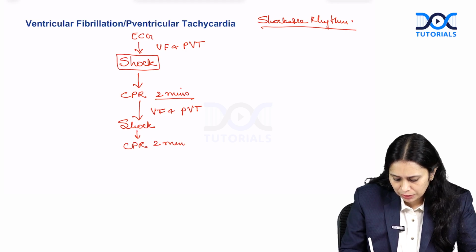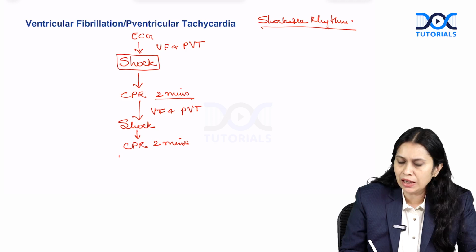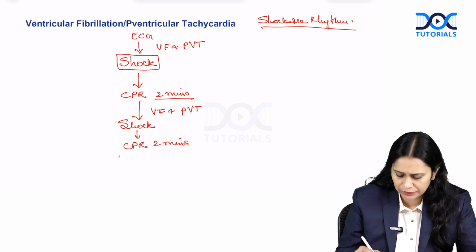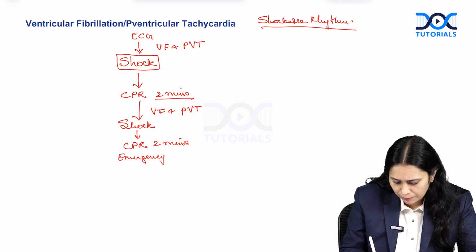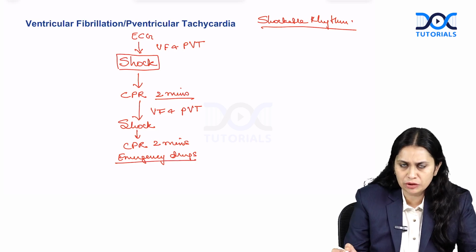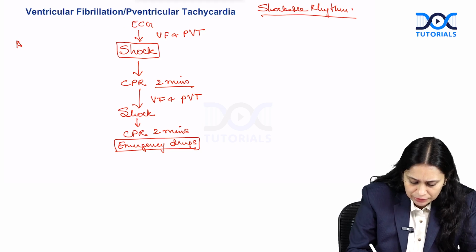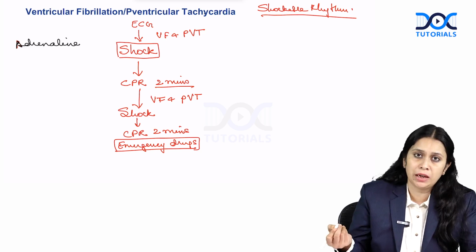Now during CPR, we start giving the emergency drug, because already in between some time I have secured the IV line. So I give the emergency drug. Now what are the emergency drugs which we have to give in a shockable rhythm? There are 2 emergency drugs which we can give. We start with adrenaline. So adrenaline is the first emergency drug. So what is the dose of adrenaline? Very commonly asked in exams.